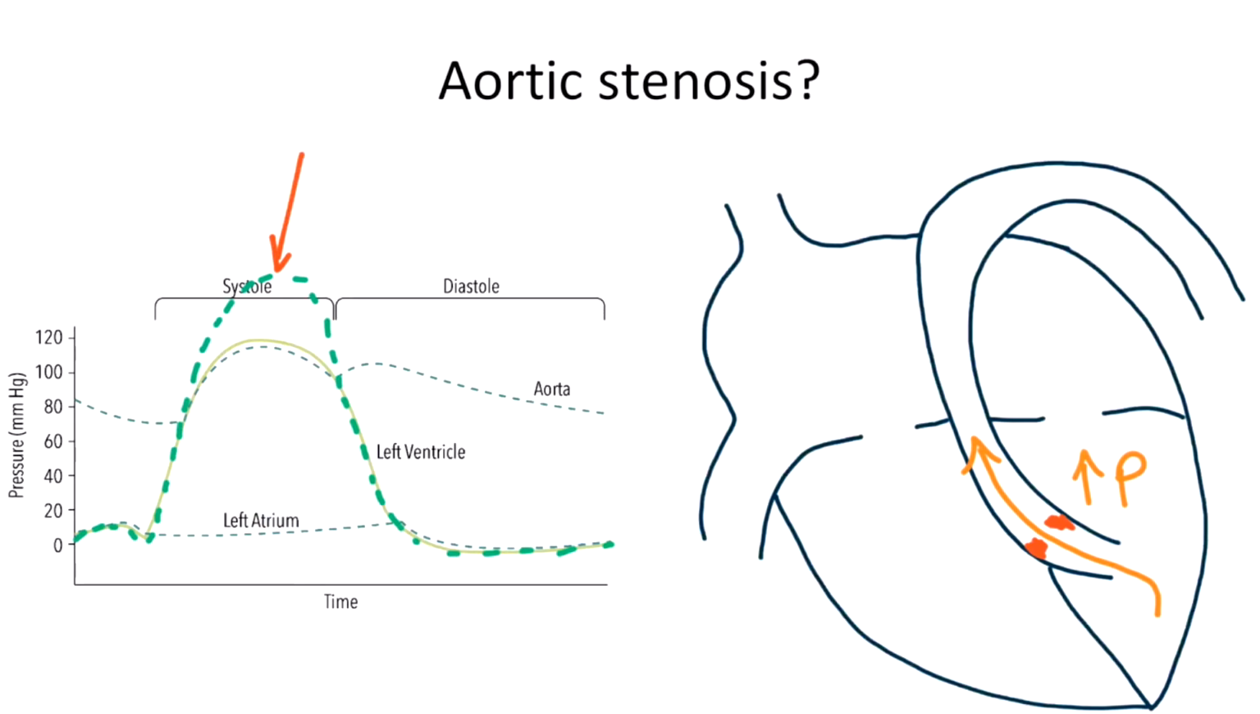Because the mitral valve is unaffected, we expect the pressure in the left atrium to be unchanged. So we have a normal left atrium pressure tracing. Pressures in the aorta also remain unchanged because a similar volume of blood is still in the aorta during systole and diastole. So our aorta pressure tracing will also be normal.